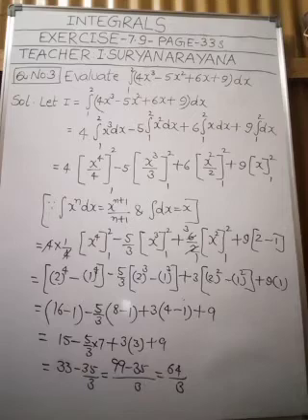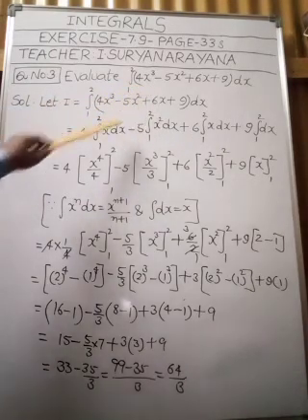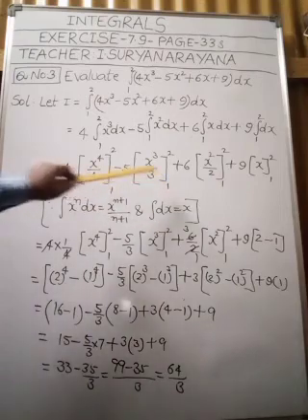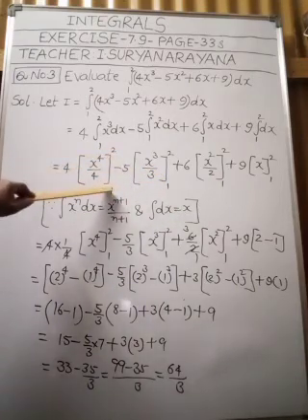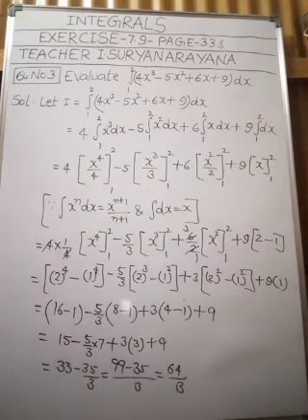I hope you understood how to find the definite integral of a given function. First of all, we have to find the integral of the given function like this. After that, we have to apply the upper limit minus the lower limit. That is the additional step. That is the only additional step in definite integrals.